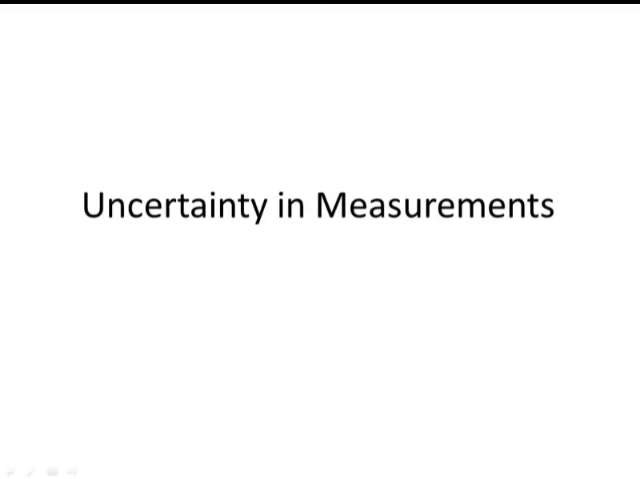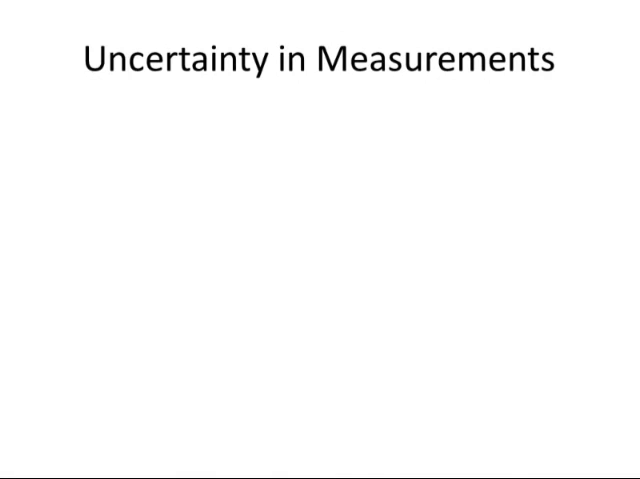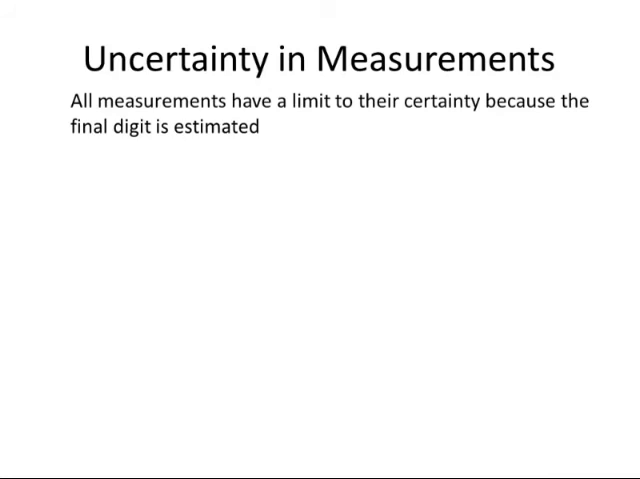Let's start talking about uncertainty in measurements. All right, so now that we've talked about units, let's look at the values that go with the units and how we obtain them. Now, all measurements are going to have a limit to their certainty because the final digit in our measurement is going to be estimated. What that means is we can only write down so much information from a measurement. We can't continue to write out a long string of numbers simply because we want to.